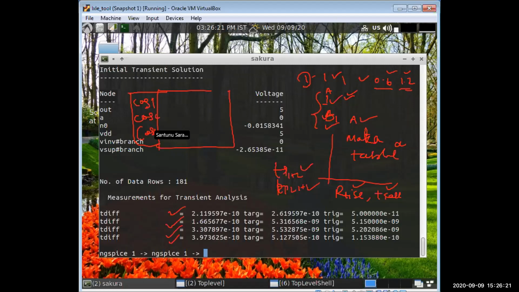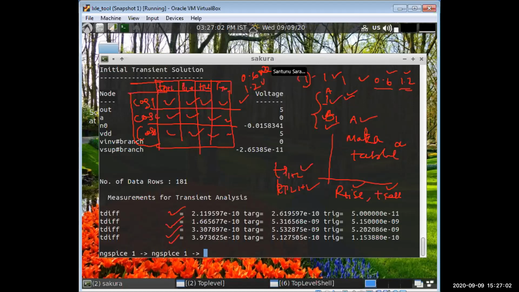So TPHL, TPLH, T rise, T fall. Four things will come. You will put the values that we are getting here. Now we'll compare, and from those values we'll understand what you are getting with the schematic. And you can do these things for the 0.6 and 1.2 values of the NMOS, so 0.6 micron and 1.2 micron.